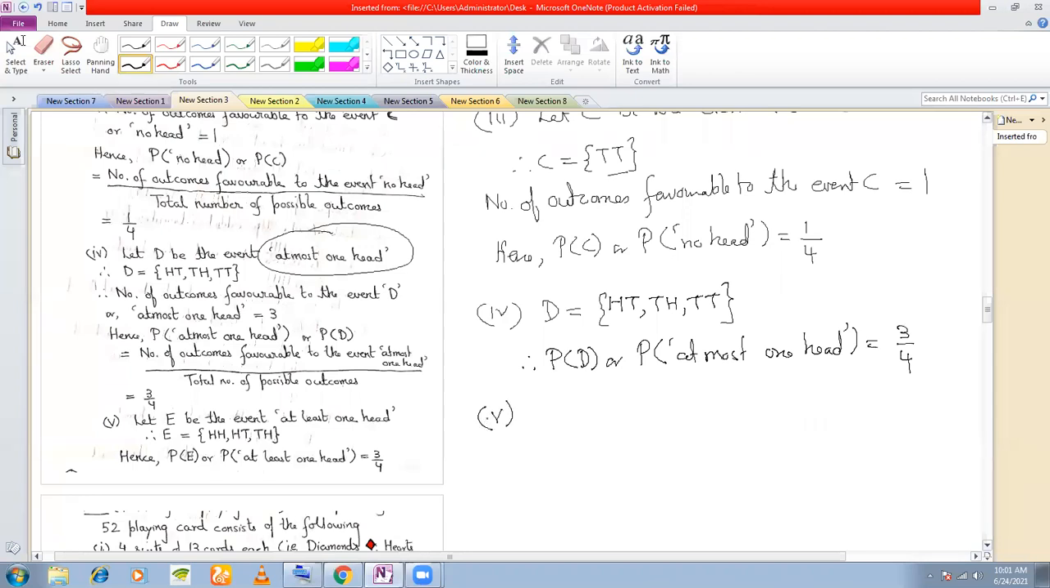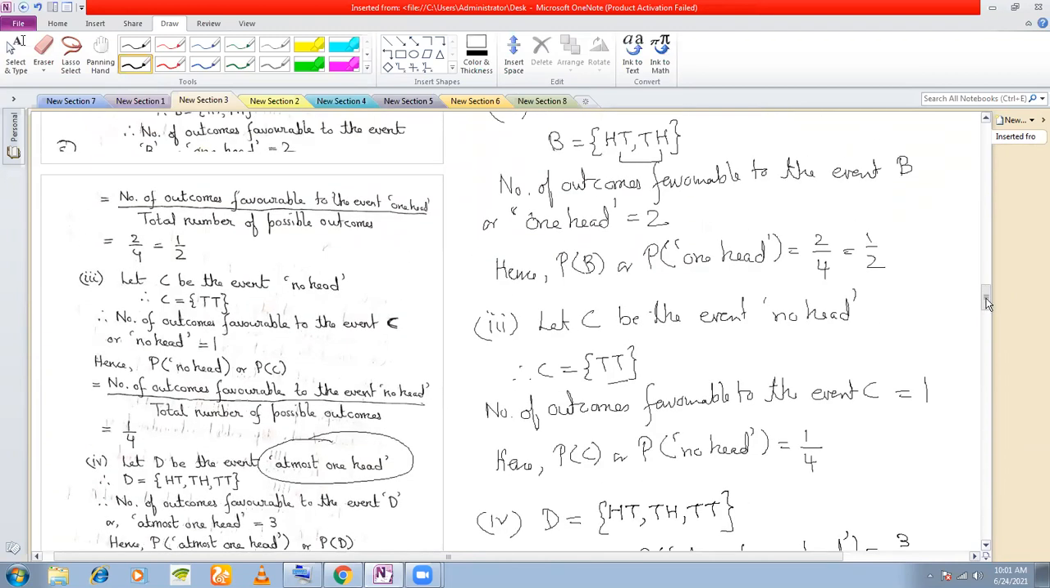And number 5. This event here is at least one head. If you see the next question, the 5th part of the question is at least one head. So let us call this event E. At least one head. Now see the sample space.